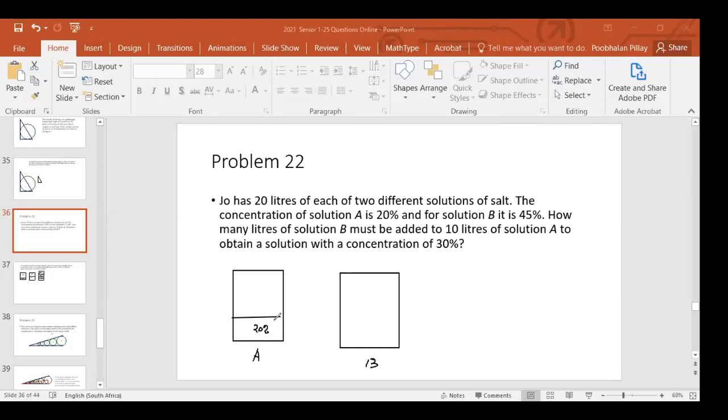20% of the whole thing. See? So it means that 80% of it is water and 20% is salt. So the ratio of water to salt, if you like, is 80:20, which is 4:1. So that is how you translate. This is your salt.